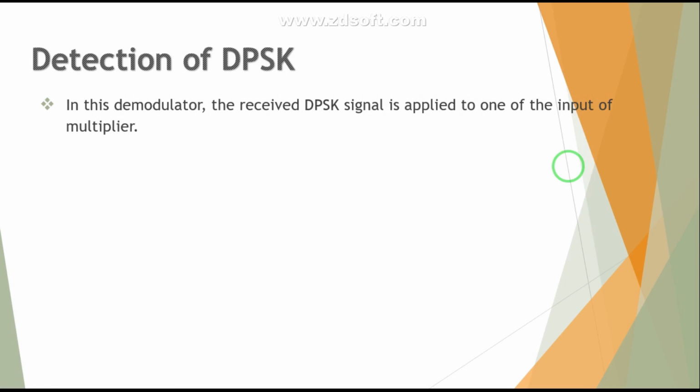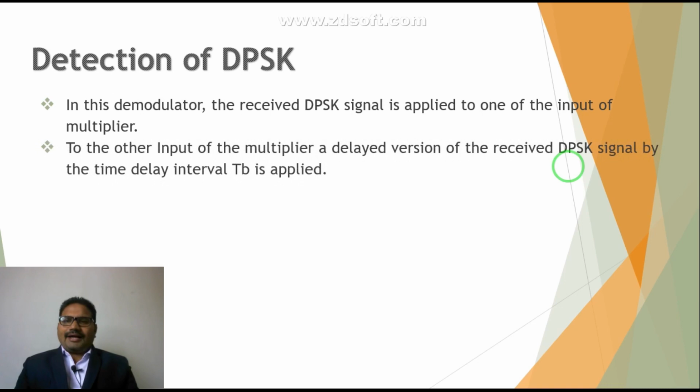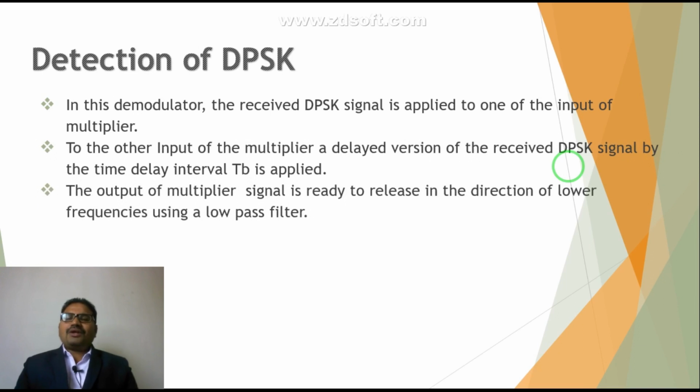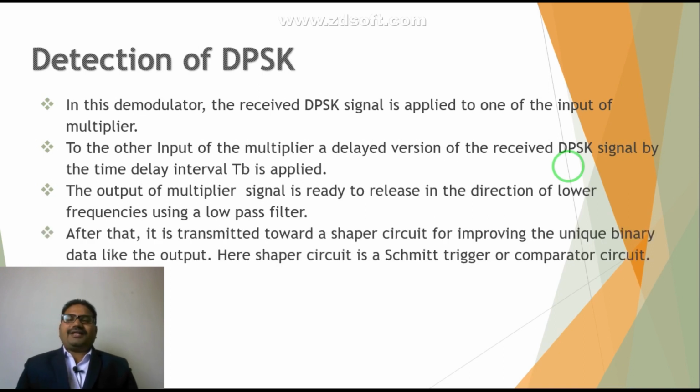So in this demodulator, the received DPSK signal is applied to one input of the multiplier, and to the other input of the multiplier, a delayed version of the received DPSK signal, delayed by the time Tb, is applied, as we just saw. The output of this multiplier is passed through a low pass filter, that is, your integrator. After that, it is transmitted to a shaper circuit for improving the output into unique binary data. Here the shaper could be a comparator or a Schmitt trigger circuit.